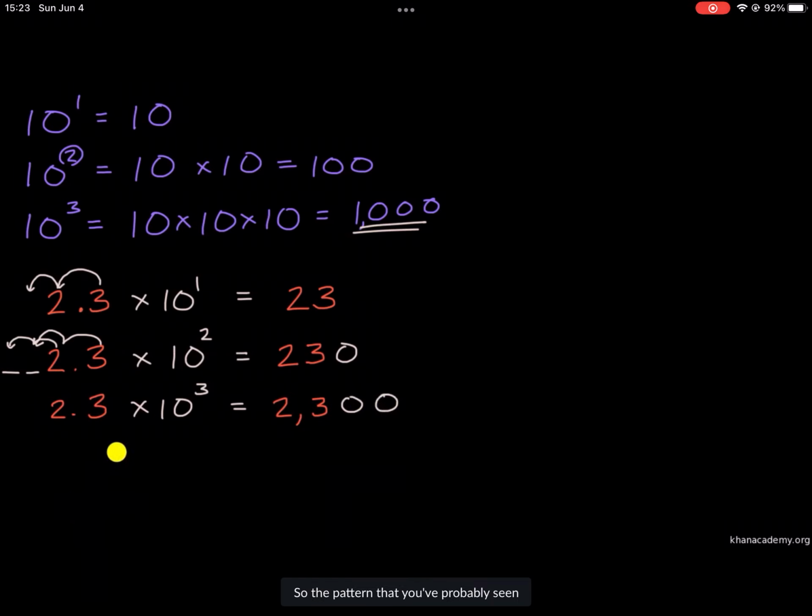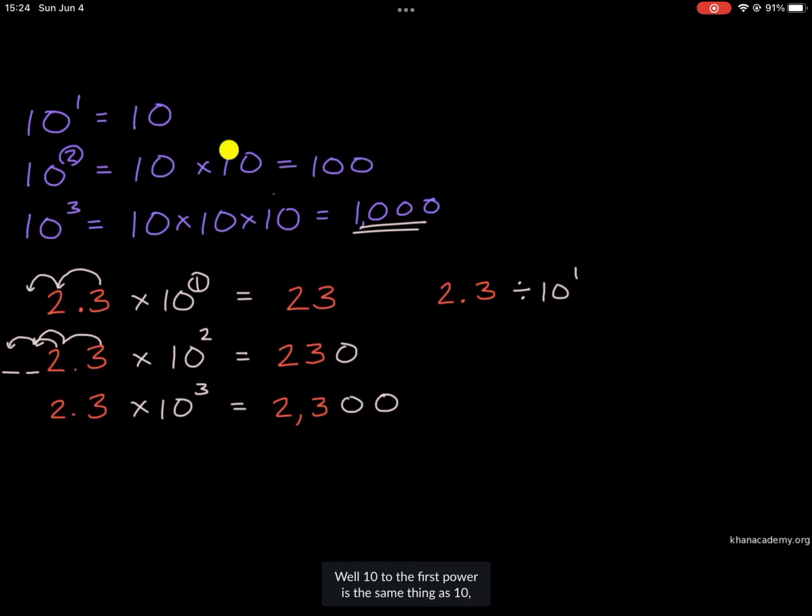So the pattern that you've probably seen is if you multiply a number times 10 to some power, you are just shifting the digits to the left by that power. And if we divide by a power of 10, the same thing would happen, but we would now be shifting our digits places to the right. So for example, what is 2.3 divided by 10 to the first power? Pause this video and try to figure that out.